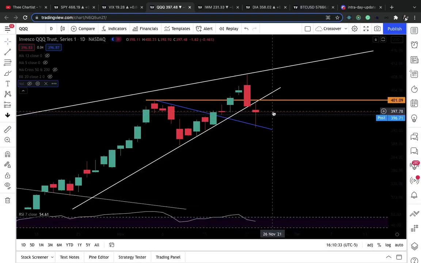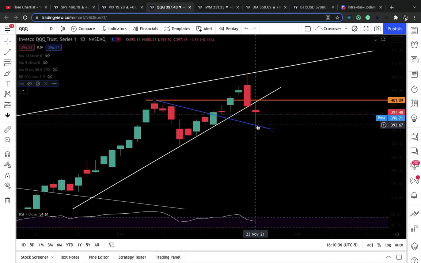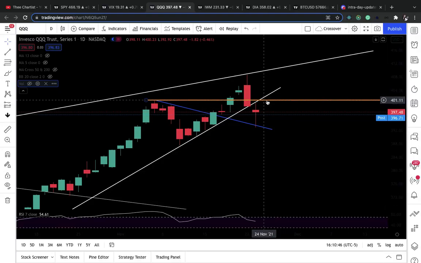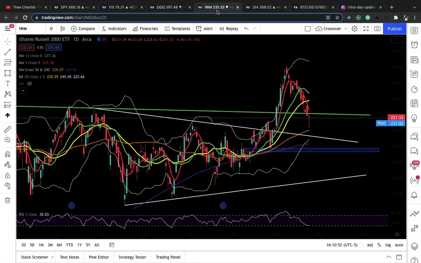So we've got to watch what QQQ wants to do. Remember, 393, below that, bearish. That's when you want to switch over to bearish. If not, it could be bullish price action to the upside, and we could go and reclaim 401. Okay, guys, that's what I got for the QQQ.